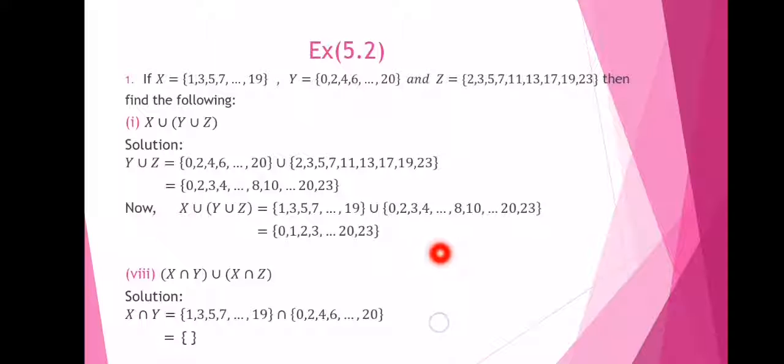Similarly, in part 8, we will have to find X intersection Y first, then X intersection Z, and then we will find the union of these two intersections. So first we are going to find the intersection of X and Y. Since X is the set of odd numbers and Y is the set of even numbers, obviously its intersection will be equal to the empty set.